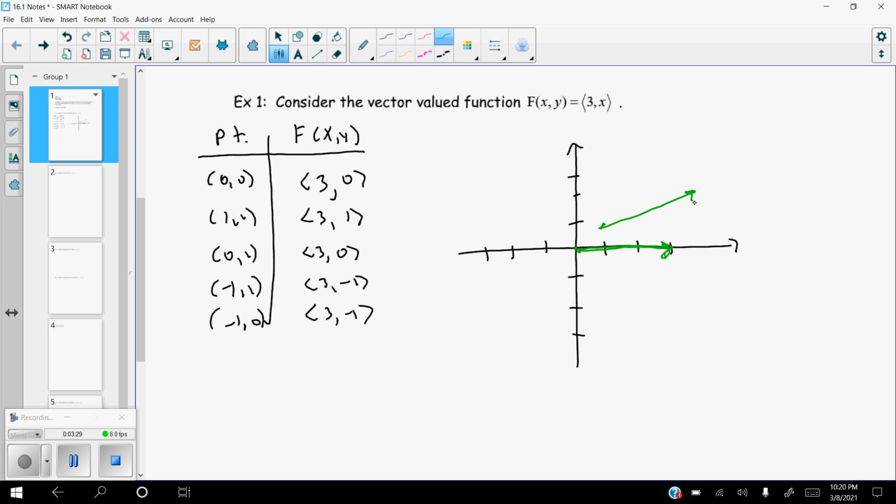And then from the point 0, 1, which starts right here, it's going to go out 3 units to the right and then stop. So it's actually going to be parallel to the first one that we did. Then if we start at the point negative 1, 1, up here, that's going to be the vector 3, negative 1. So it's going to go right 3 units, 1, 2, 3, and then down 1. It's going to finish there. It's going to look something like that.